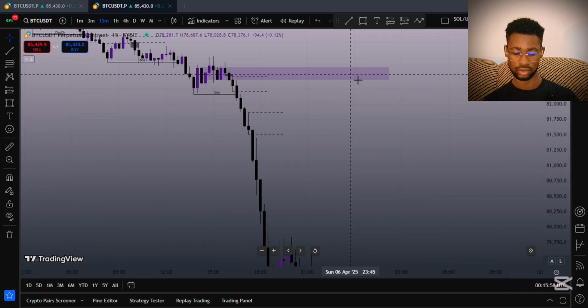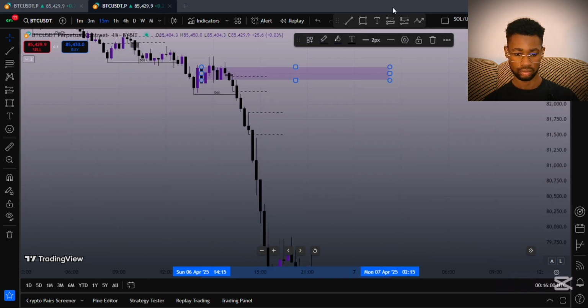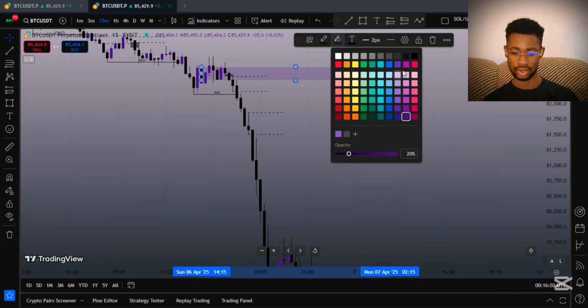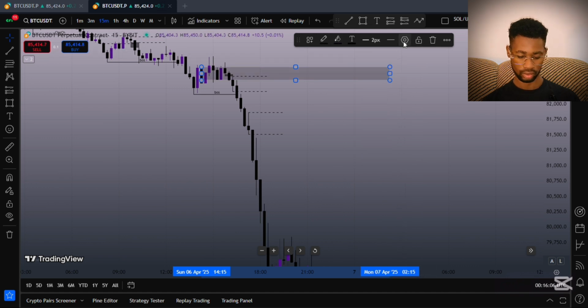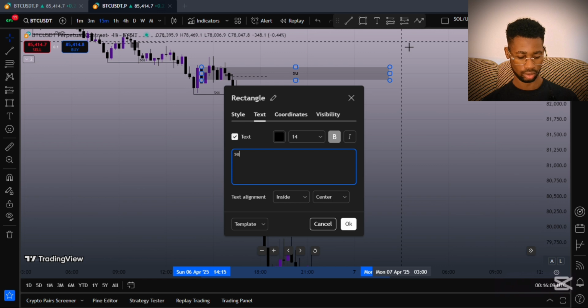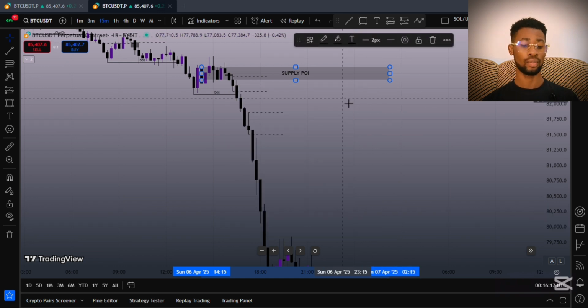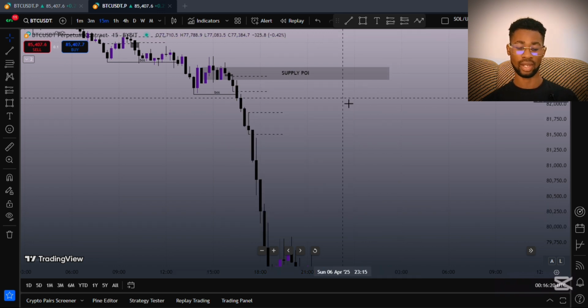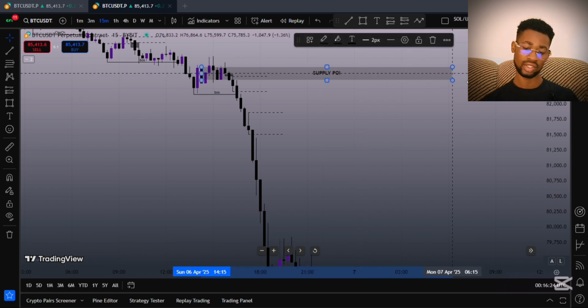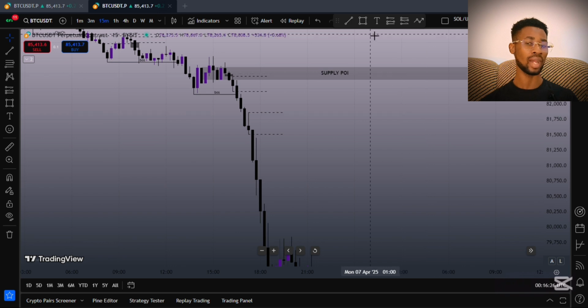I'll change the colors and name it your supply point of interest. Supply POI. Very good. So you want to see how price reacts when it gets back to this region. That is what you're looking for. Just like the way this write-up is, I named it supply point of interest. Why is it a point of interest?